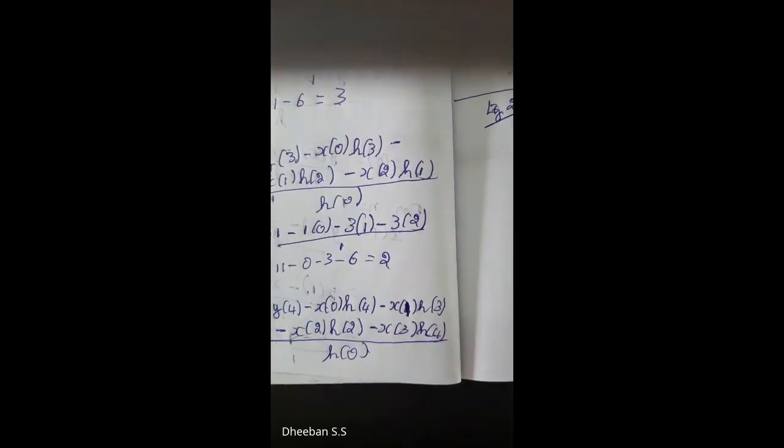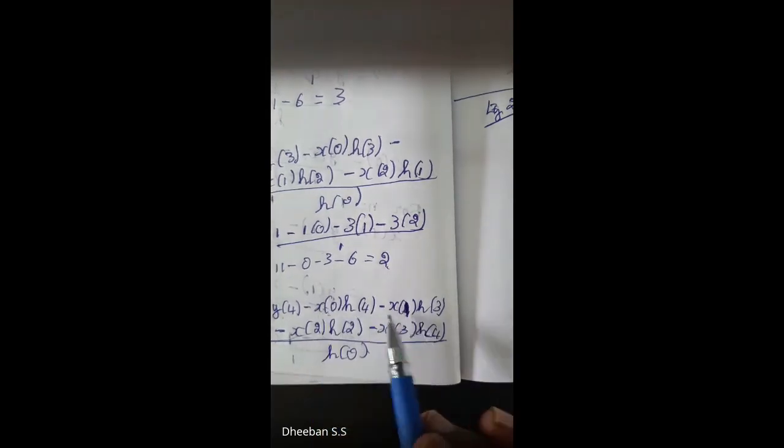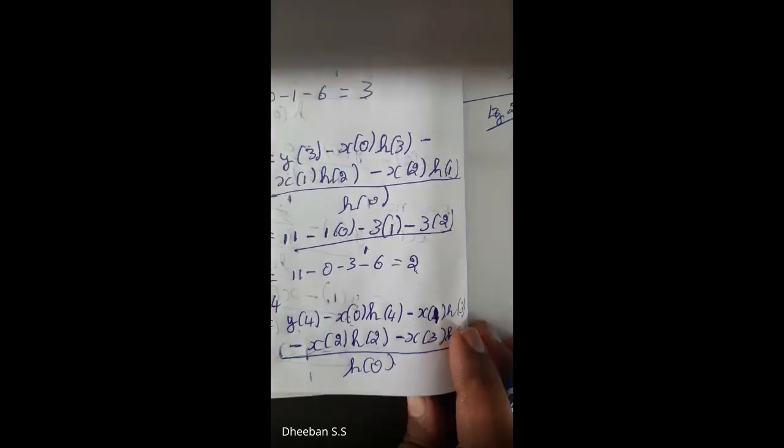x of 1, a particular will be getting increasing and another particular will be getting decreasing. So x, if you see, it will be increasing. Your response h, if you see, it will be decreasing.